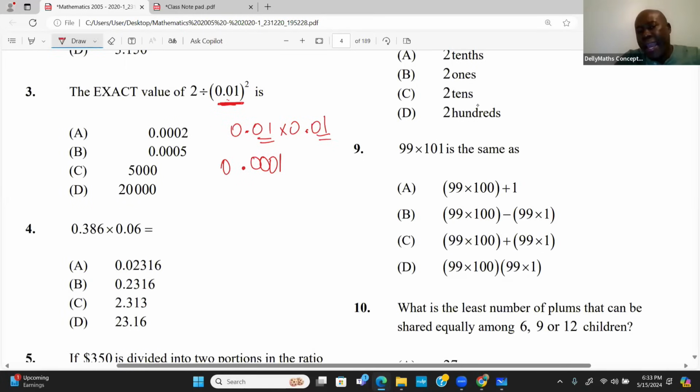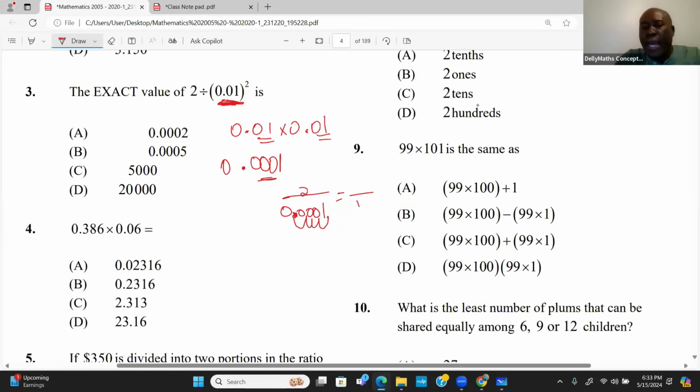So you're actually dividing by 0.0001, because when this is squared, it becomes this. So think about this. If I have 2 and I'm dividing it by 0.0001, remember we always change the divisor into a whole number. So you're going to move this decimal 1, 2, 3, 4 places to the right. So it becomes 1 at the bottom.